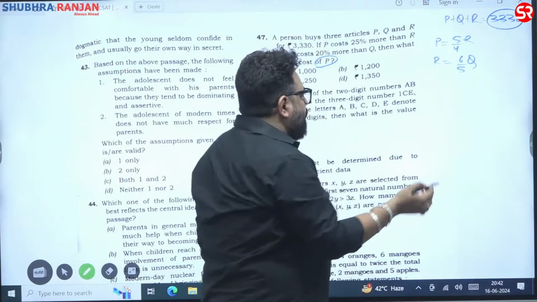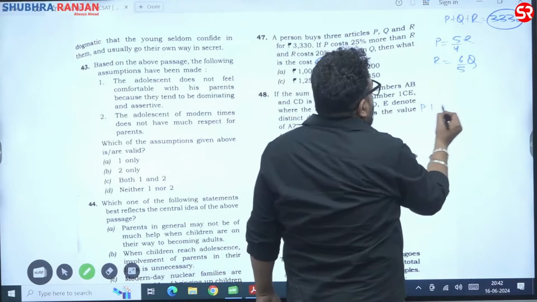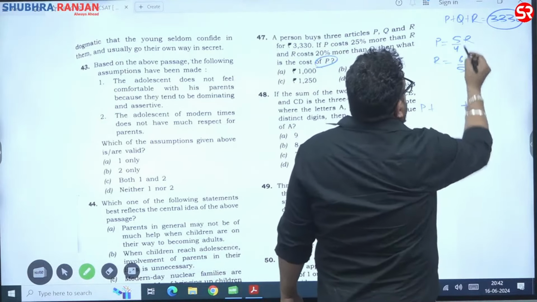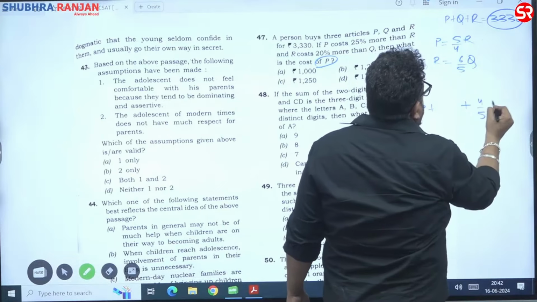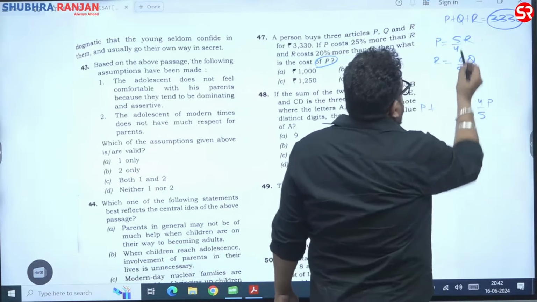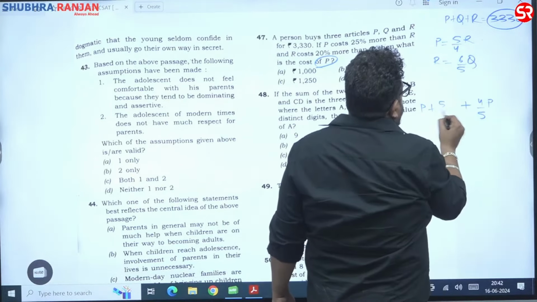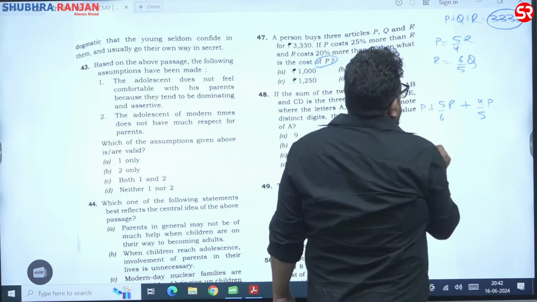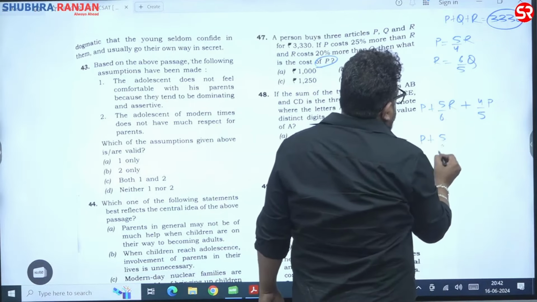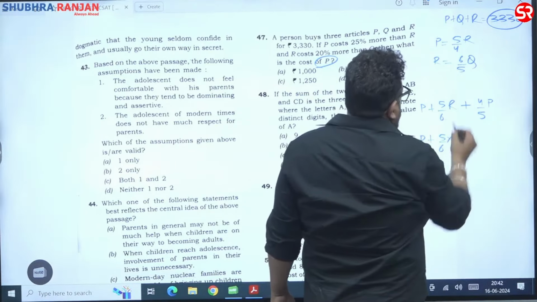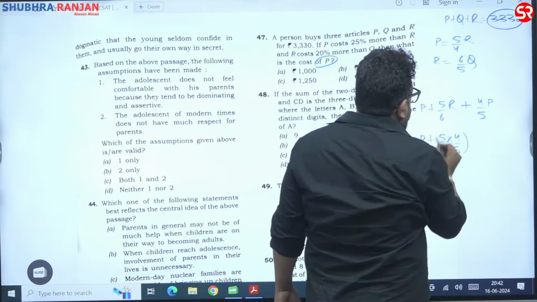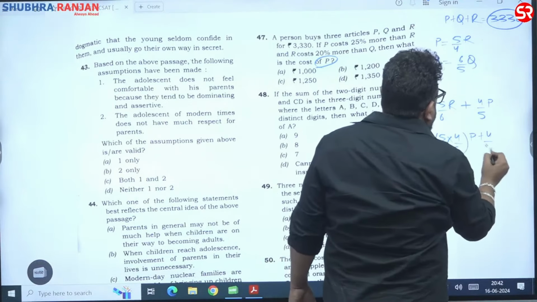So he is asking about P. So I would say, write R also in terms of P. So R is 4 by 5 times P. And Q is 5 by 6 times R, which is P plus 5 by 6. Again, rewriting R, it is 4 by 5 times P plus 4 by 5 times P.